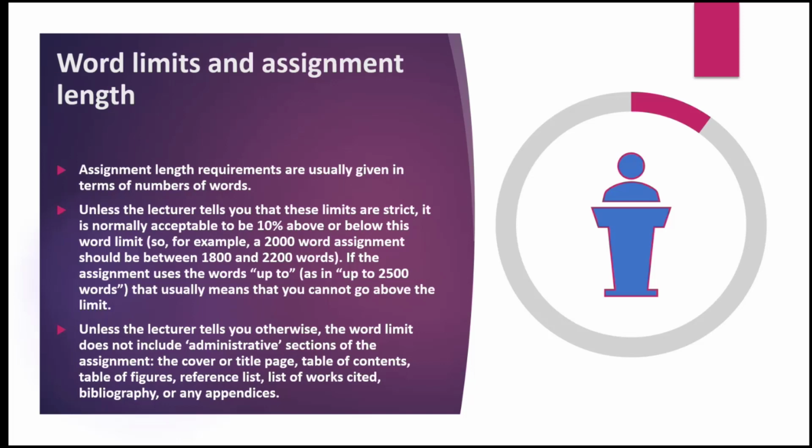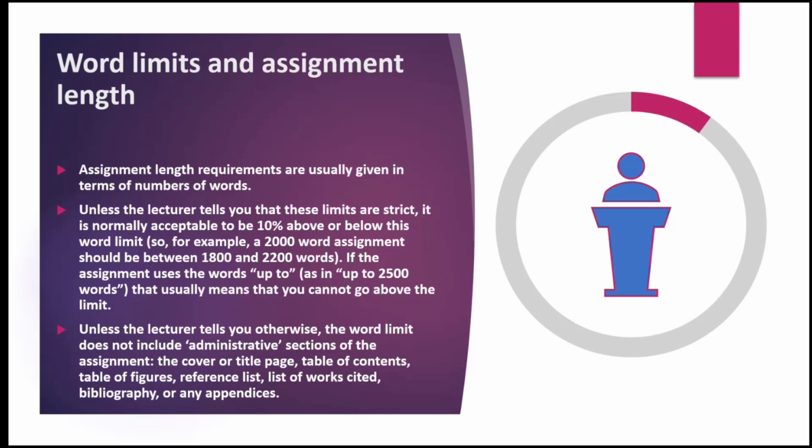So assignment lengths are usually given in terms of numbers of words. Unless the lecturer tells you that these limits are strict, it normally will be acceptable to be about 10% above this word limit. So for example, a 2,000 word assignment should be between 1,800 and 2,200. So 10% above or below, it's okay. If the assignment uses the word up to, as in up to 2,500 words, that usually means you cannot go above that limit. So you need to be careful.